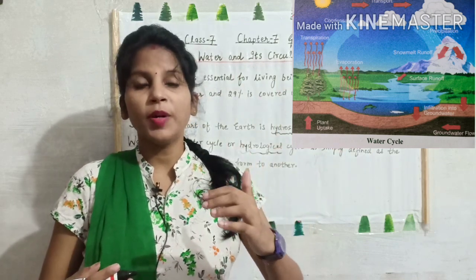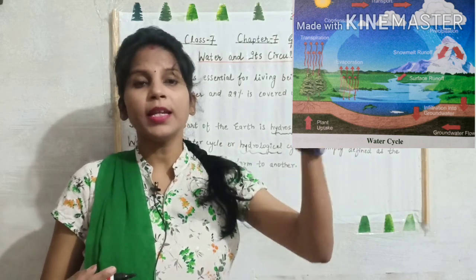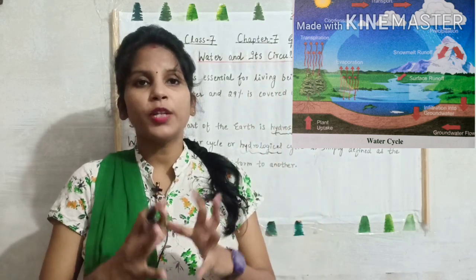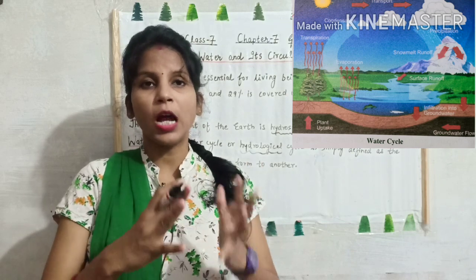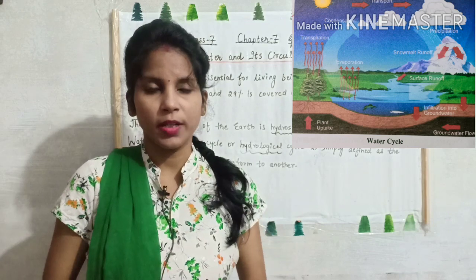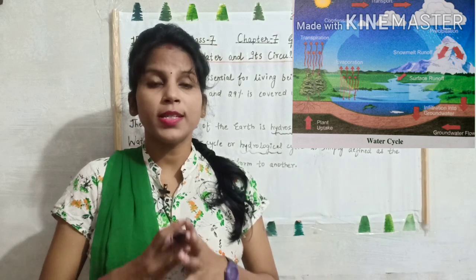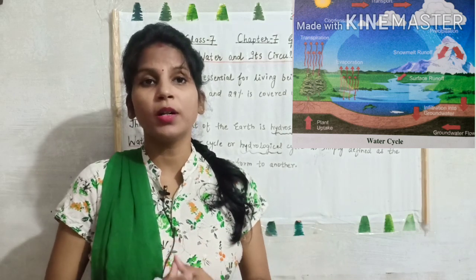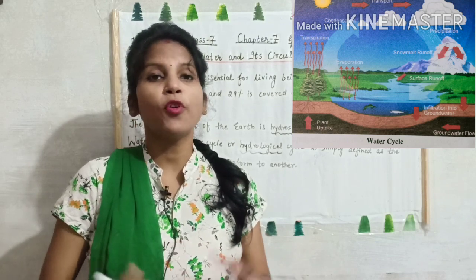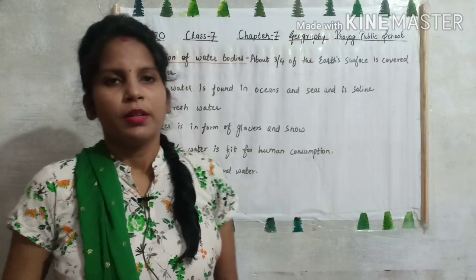When it becomes water vapor, it is light in weight and it goes higher in the atmosphere, and then it condenses. After condensation, it forms clouds, and we know that clouds bring rain. In this way the water cycle goes on. So why is water necessary for us? Water is necessary because without water we cannot perform our daily life activities. It is necessary for all living beings, whether plants, animals or human beings.